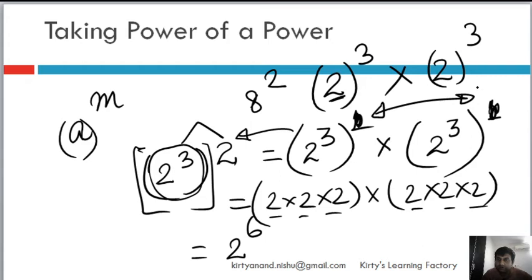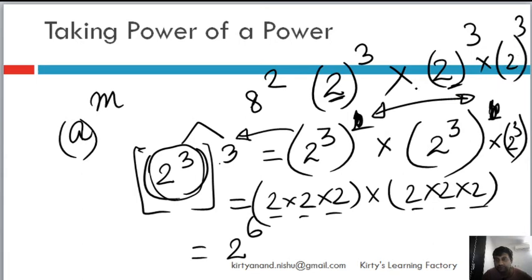Now these are two equal bases, so I will add the powers. It becomes 3 plus 3, which is nothing but 3 into 2. Now if the power here was 3, let's say, then I am putting one more 2 raised to the power 3 here, and this is 2 raised to the power 3.